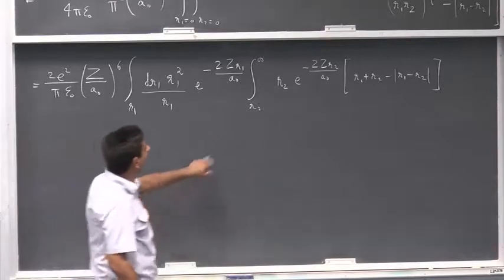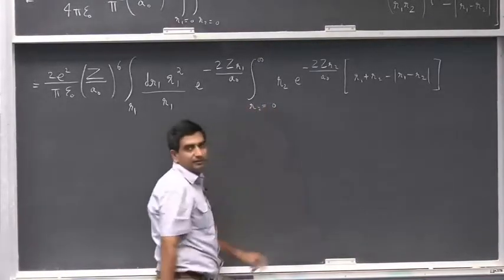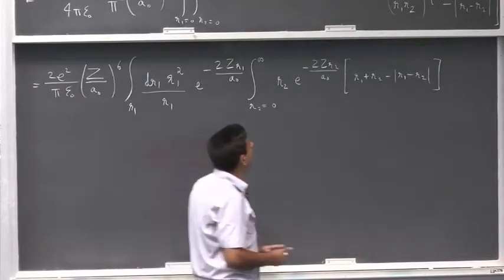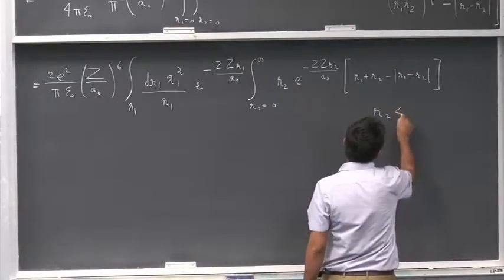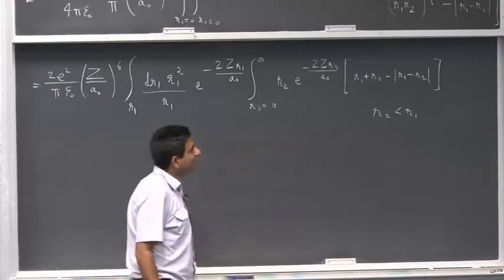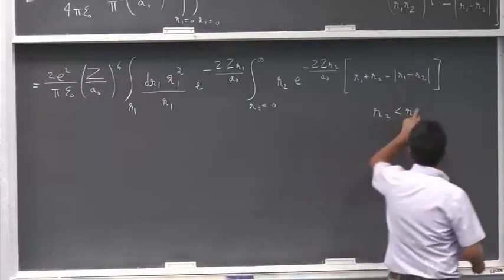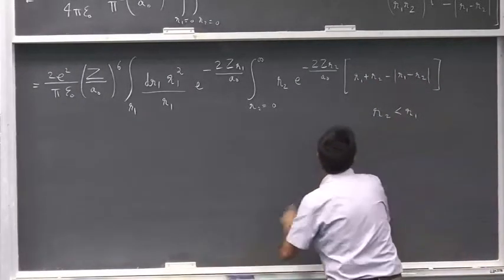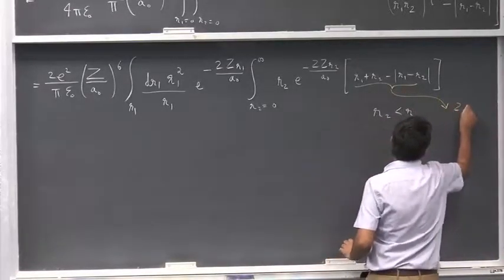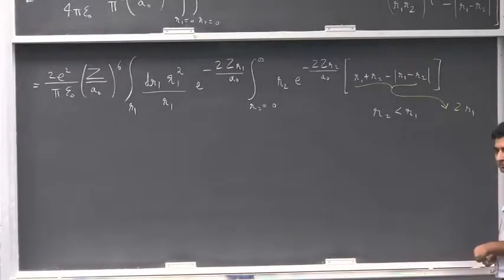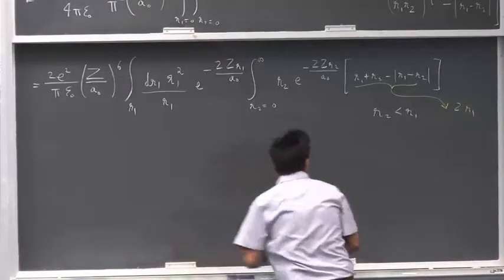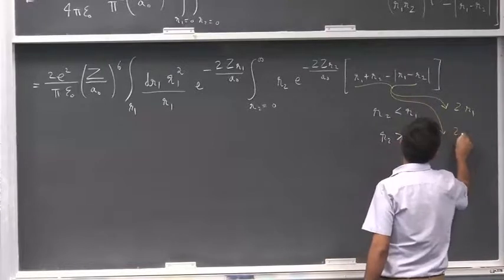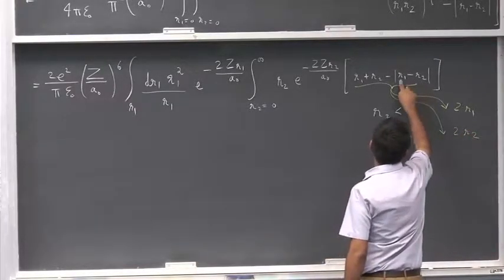Now you can break this sum over R2. R2 goes from 0 to infinity. Now you can have two different kinds of integrals. If R2 is less than R1, then this thing turns out to be positive, and this term is equal to 2R1. It's independent of R2. If, on the other hand, R2 is greater than R1, then this term is equal to 2R2. R2 is greater, so you have red, right?